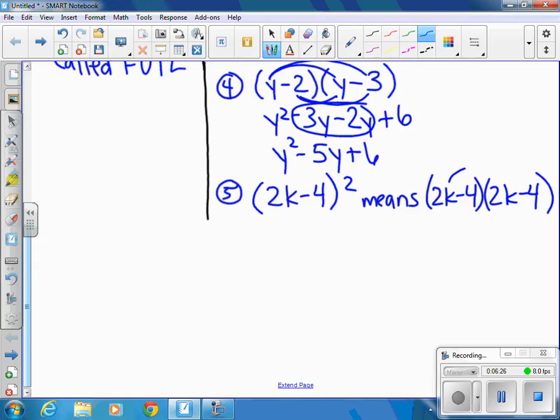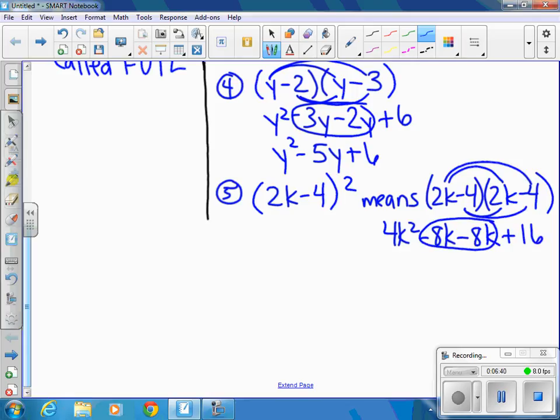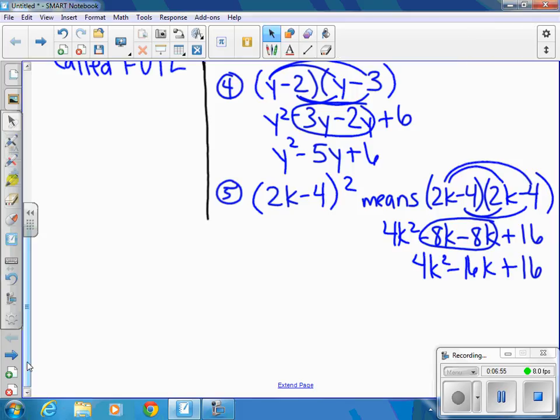All right, so 2k times 2k gives you 4k squared. 2k times negative 4 is negative 8k. Negative 4 times 2k is negative 8k. And negative 4 times negative 4 is positive 16. Again, you're going to combine the middle. Okay, so negative 8 minus 8 more is going to give you a negative 16 in the middle. So 4k squared minus 16k plus 16 will be your final answer off of this one. So do make sure that you stretch it out and that you write it in a way that you're going to be able to use FOIL to your advantage.